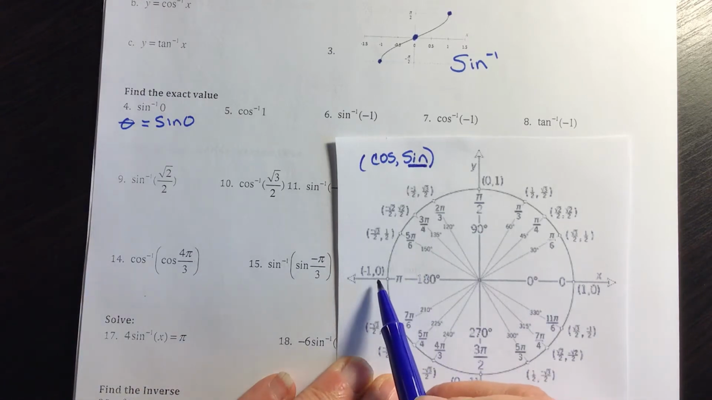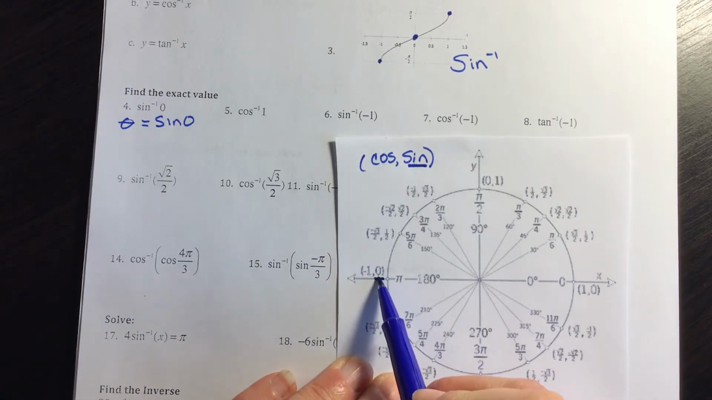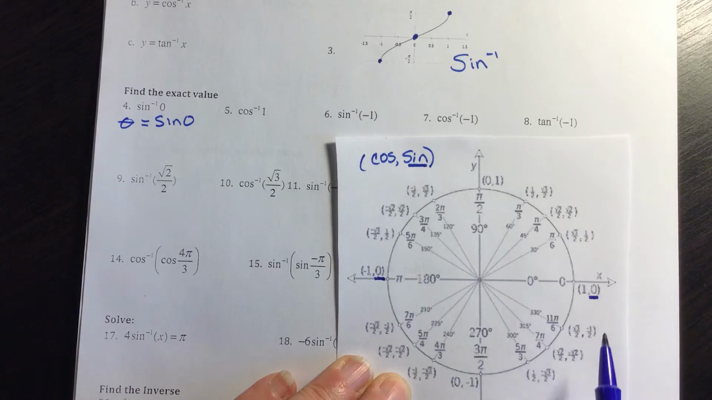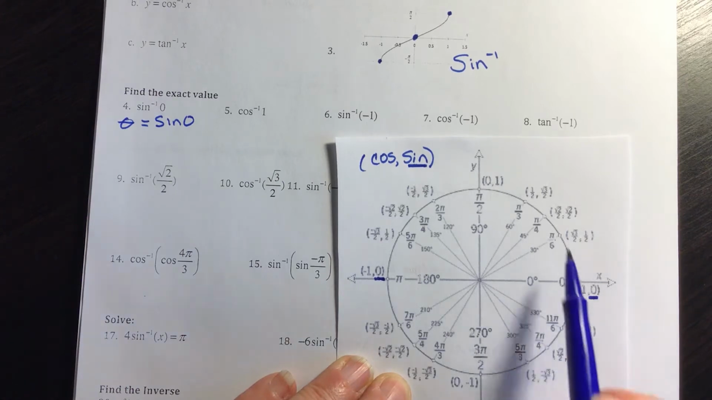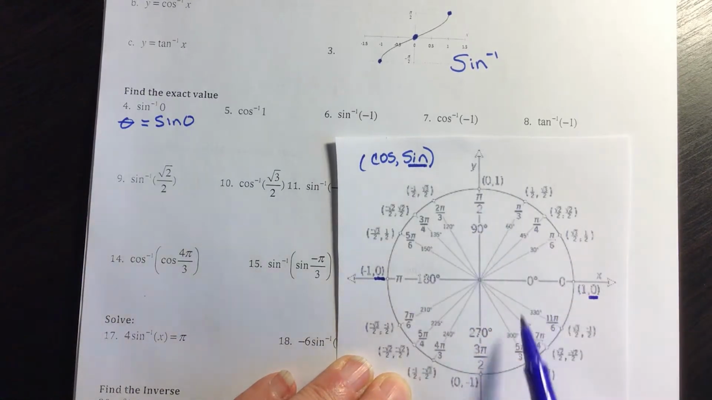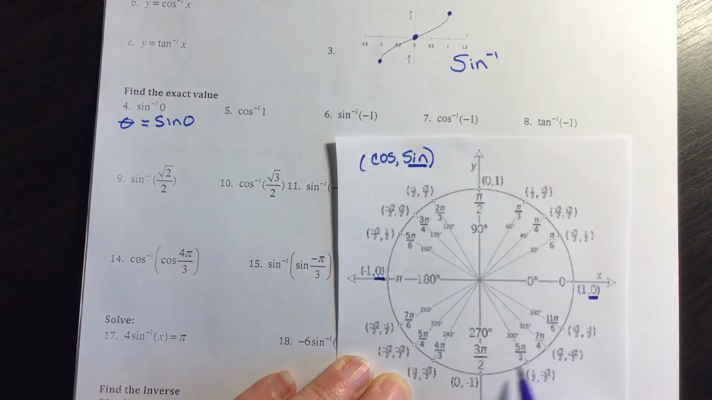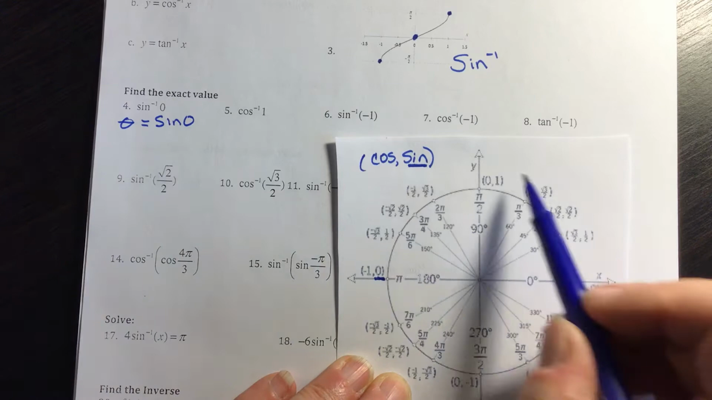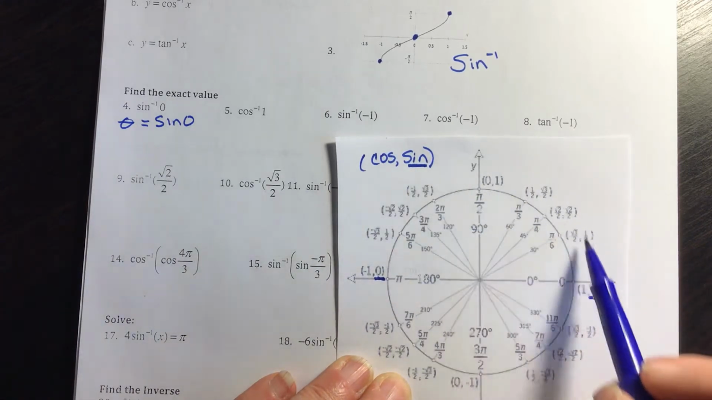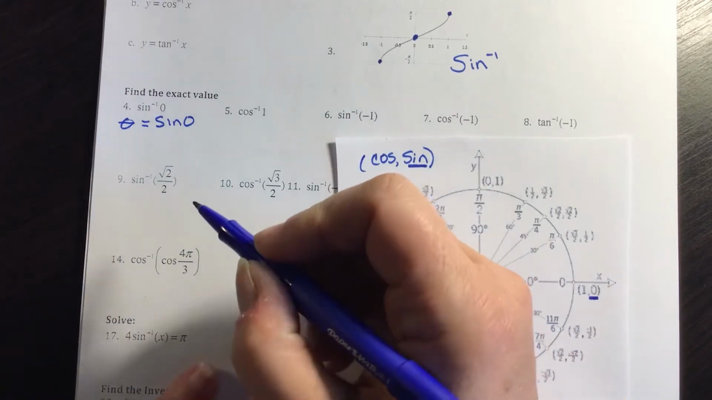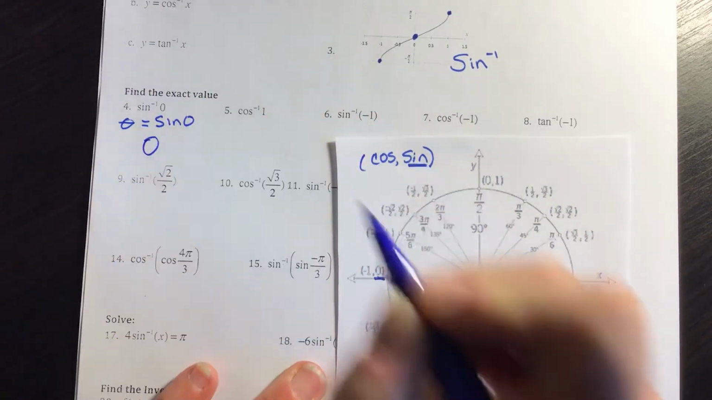And I have it here at pi, and I have it here at 0. So remember that inverse sine only works from -pi/2 to +pi/2. So I have to pick a value that's on this part of the unit circle. So I'm going to use 0.